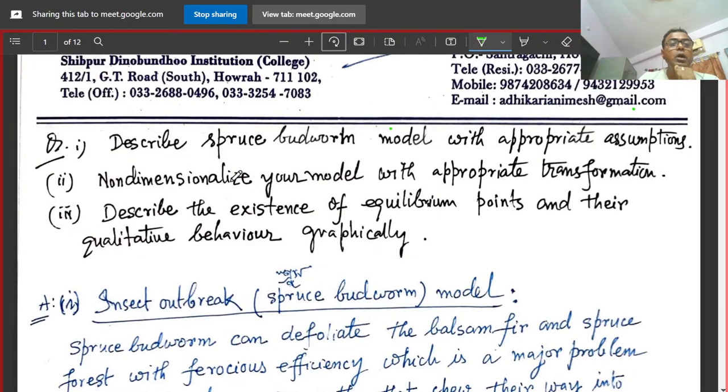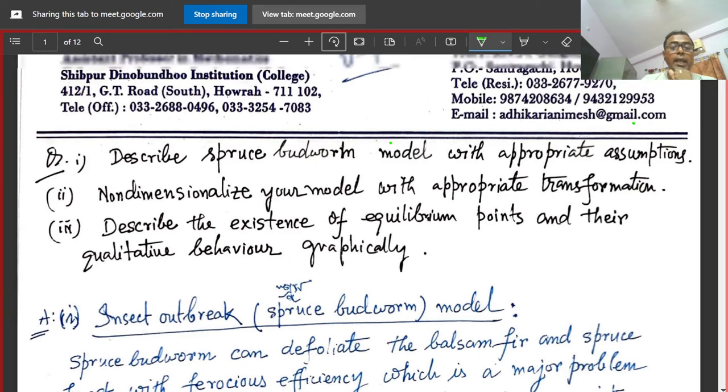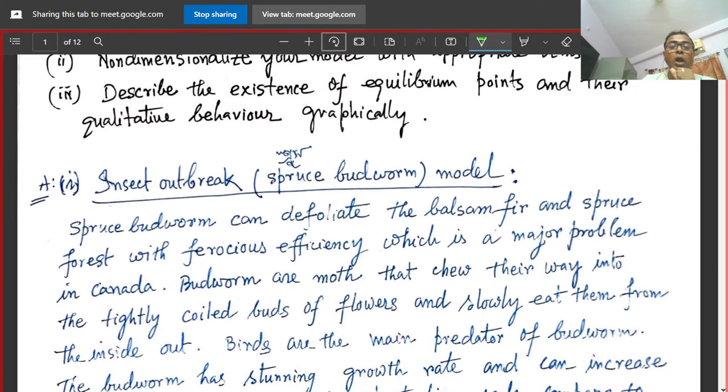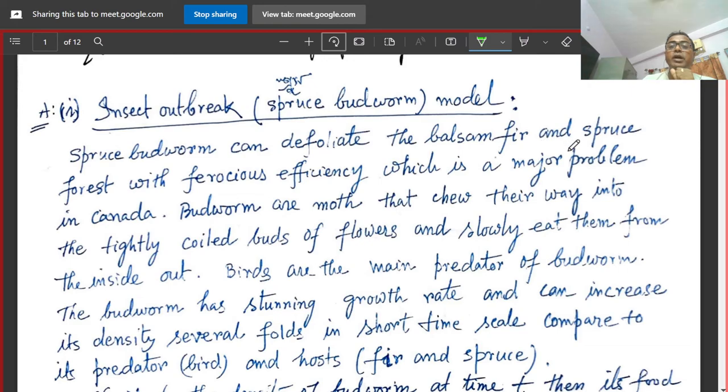Today we discuss an insect outbreak model, the Spruce Budworm model. Spruce Budworm can defoliate the balsam fir and spruce forest with ferocious efficiency, which is a major problem in Canada.